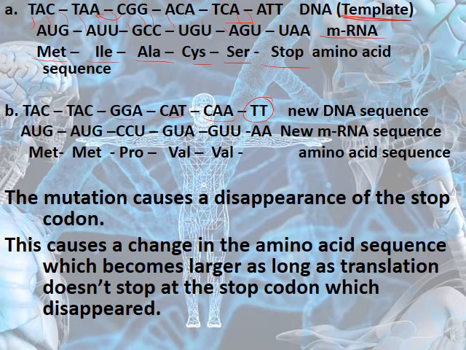So we have the sequence of the amino acids Met, Pro, Val. So the mutation causes the disappearance of the stop codon. The stop codon disappeared here. So this causes a change in the amino acid sequence, which becomes larger. There is no stop codon, and it will continue its way. So this will lead to an increase in the size of the protein.